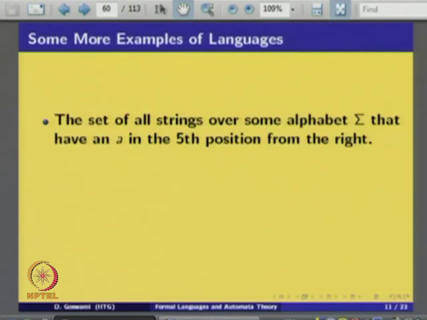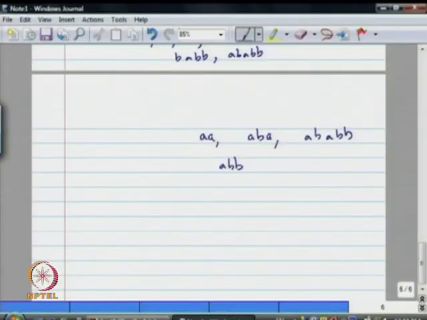The set of all strings over some alphabet sigma that have an A in the fifth position from the right. Just consider this language and see that the string ABAABAA belongs to this language because the symbol A appears in the fifth position from the right, whereas ABBBBAB does not belong to the language because in the fifth position from the right A does not appear.